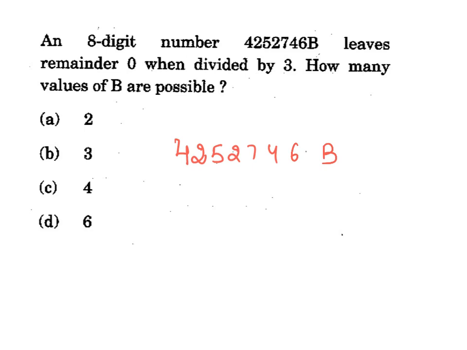Now the divisibility rule of 3 is that the sum of digits must be divisible by 3. So wherever a group of digits sums to a multiple of 3, you can cancel it. You can cancel 4 plus 2, 6, 7 plus 2, and 6, 5 plus 4, which is 9. Finally B is left. So B should be divisible by 3, and B is a single digit number. Now 0 is divisible by 3, 3 is divisible by 3, 6 is divisible by 3, 9 is also divisible by 3. So in place of B it can be 0, 3, 6, or 9. So there are 4 values possible for B.